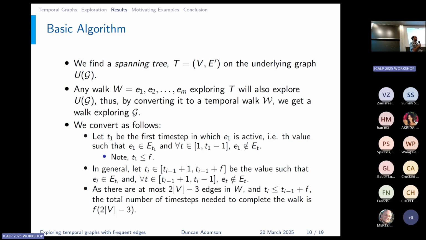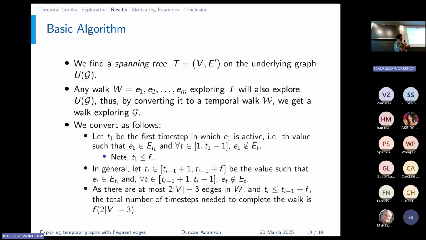And we can find a walk that explores a tree very efficiently, and which requires at most 2 times the number of edges minus 1. So hence we get this 2 times the number of vertices minus 3 idea. Then we want to just convert this into a temporal walk.